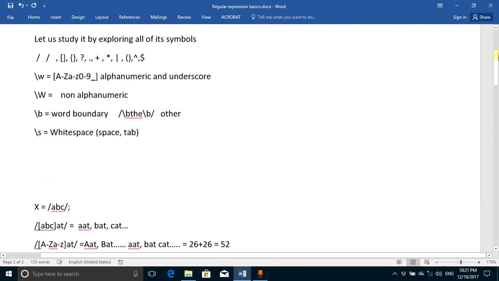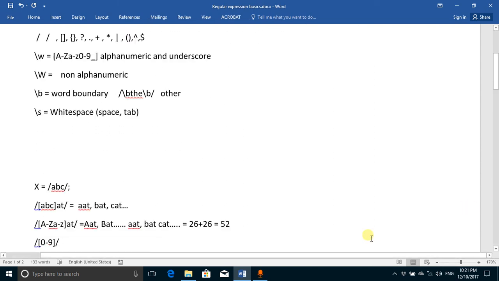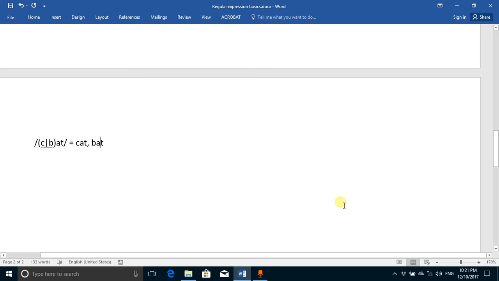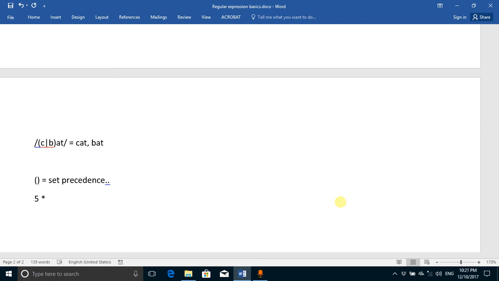Next is small parentheses. Small parentheses have their normal meaning that we use in basic mathematics, that they are used to set precedence. Like if there is an expression of 5 into 4 plus 3, normally we will compute this multiplication first, then we will do this addition. But if I insert parentheses here, the precedence will change, and now we will compute 4 plus 3 first, and then we will compute the multiplication. So this is the generic or normal meaning of the parentheses symbol, and it also applies to regular expressions.